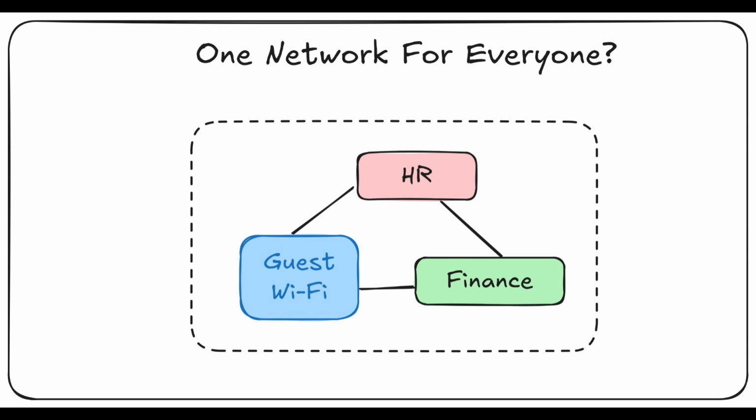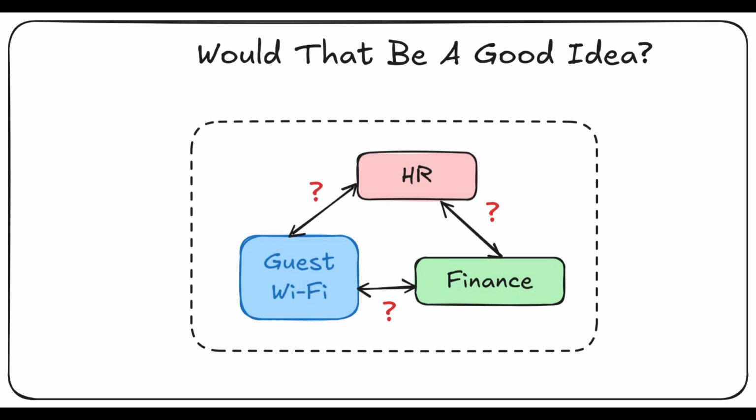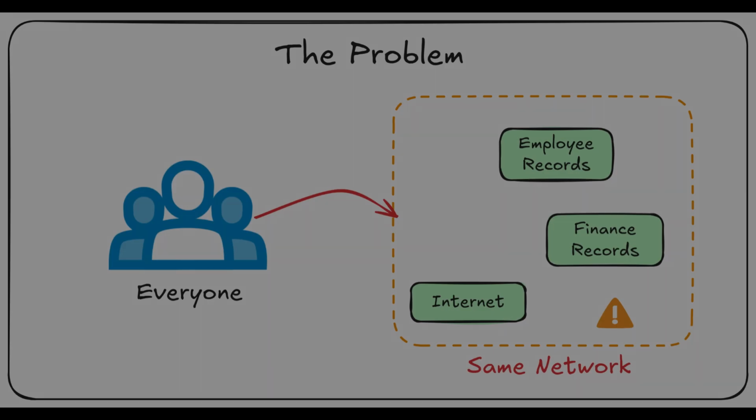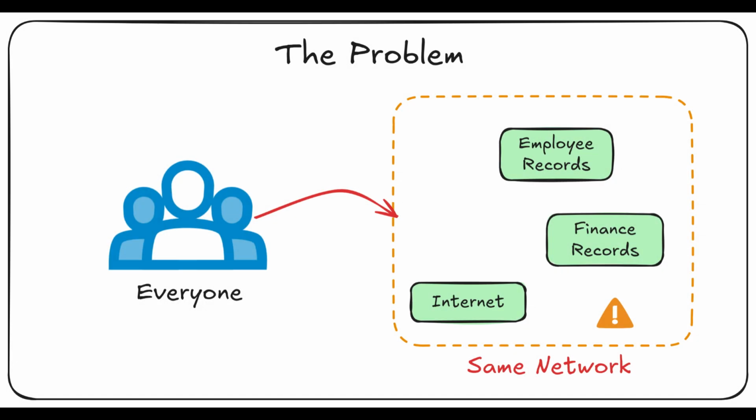Imagine a company with three groups of users: human resources, finance, and guest Wi-Fi users. Now, imagine all of them are connected to the same network. Would that be a good idea? Probably not. The HR department works with employee information. The finance department handles financial records. And guest users should only have internet access. Allowing all of these devices to communicate freely could create security and management challenges.